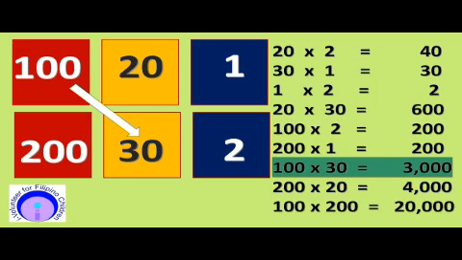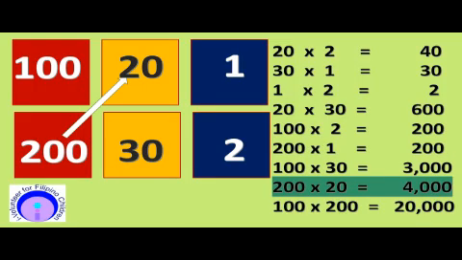Now, let's proceed with steps 7 and 8. We are multiplying hundreds and tens. Expected product is thousands and a maximum of 10,000. The sum of steps 7 and 8 is equal to 7,000. At this point, the accumulated sum is equal to 8,072. Now let's go on to the last step, step 9.